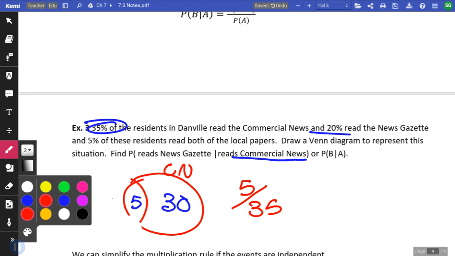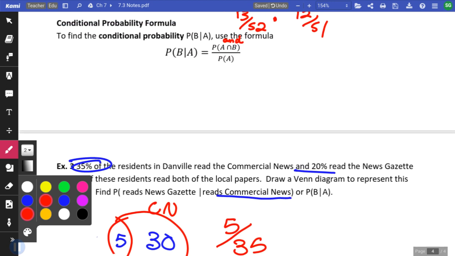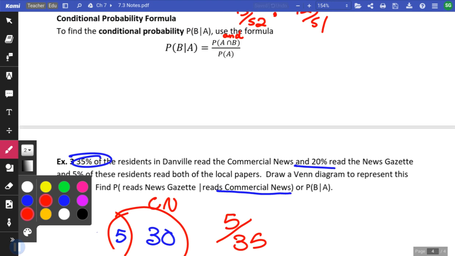P of B given A. So that's with the Venn diagram. Let's see if it works with the conditional probability formula up above. Commercial news is A. News Gazette is B.